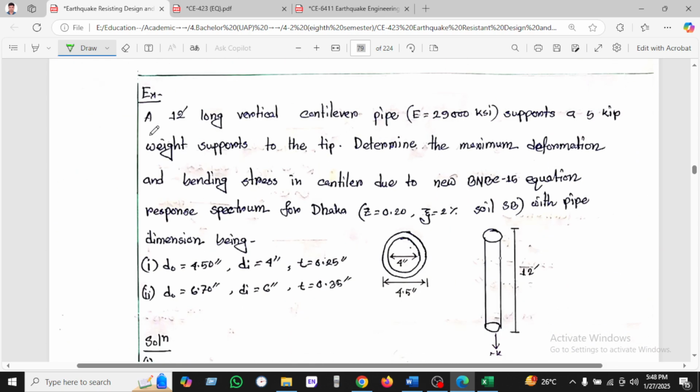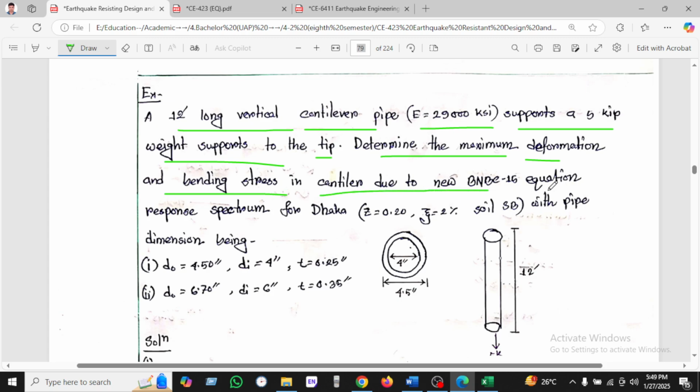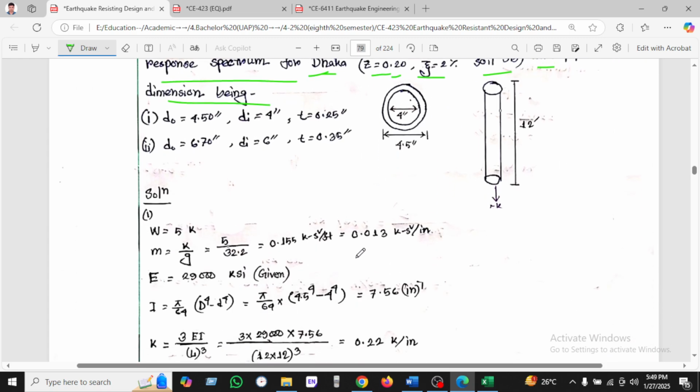Now we can see another example, which is a 12 feet long vertical cantilever pipe, E equal to given, and supported 5 kip, and determine the maximum deformation and bending stress of the cantilever due to the new BNBC 2020 equation and response spectrum. Z value for Dhaka is 0.2 and damping ratio 2%, and soil is SB, and the pipe dimensions are given, all the dimensions are given.